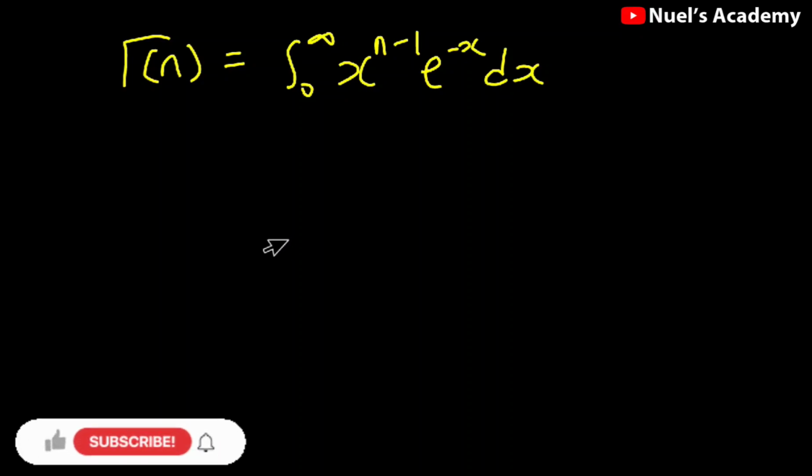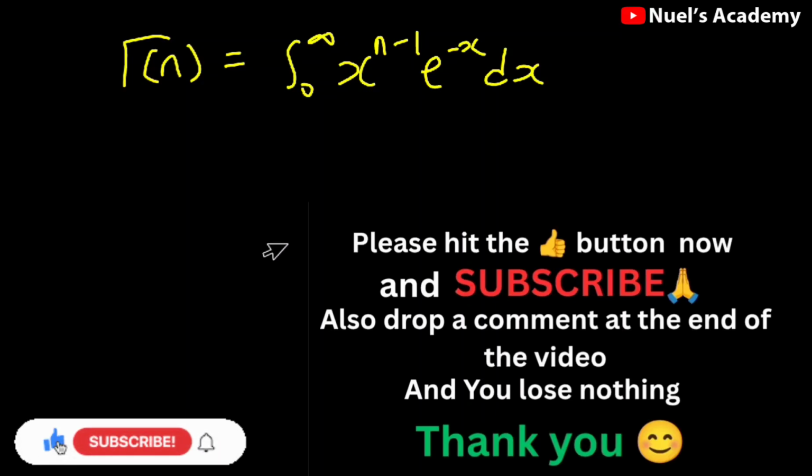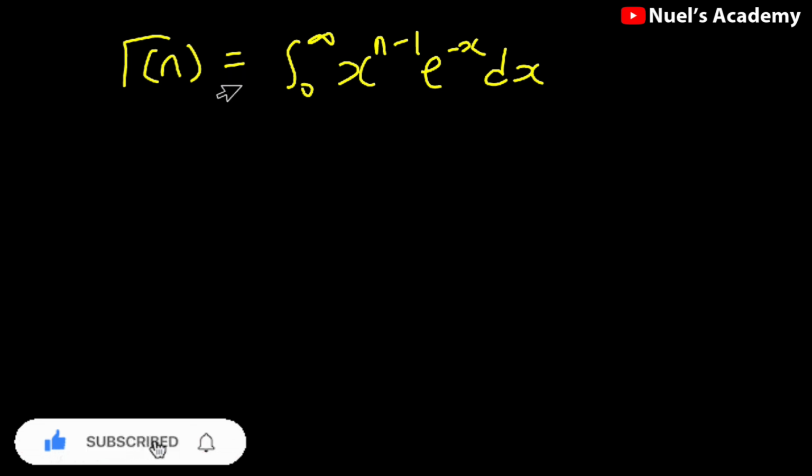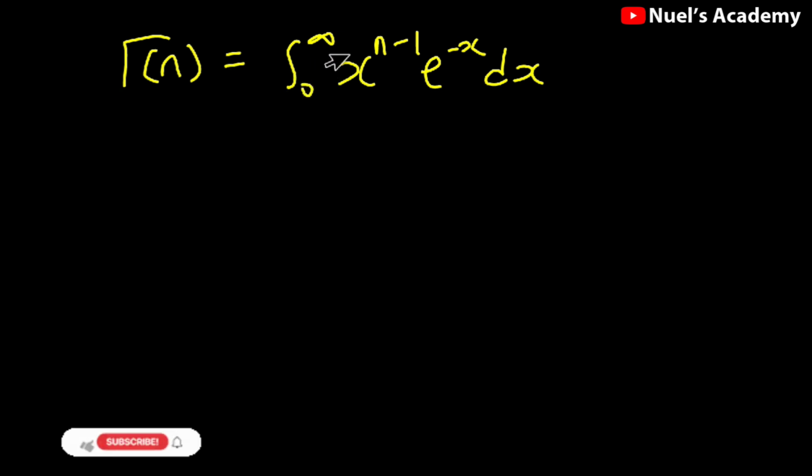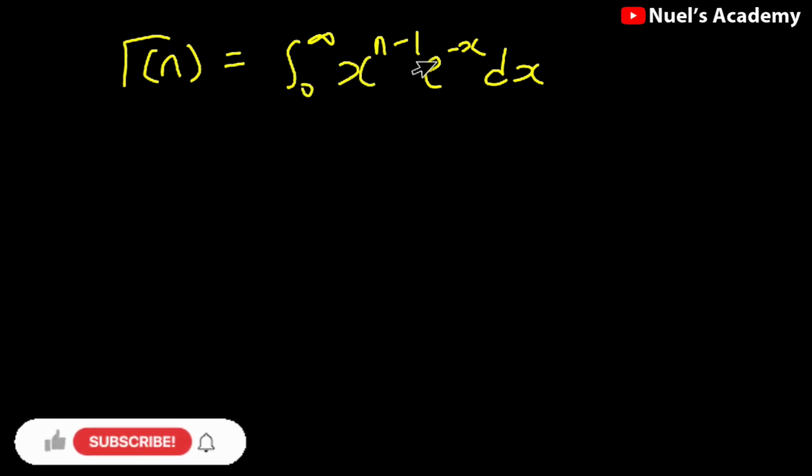In this lesson, we're going to be learning how to evaluate definite integrals using the gamma function. The integral formula for the gamma function is given by gamma n is equal to the integral from 0 to infinity of x to the power of n-1 multiplied by e to the power of -x dx. Then we have to evaluate the integral from 0 to infinity of x to the power of 7 multiplied by e to the power of -x dx.